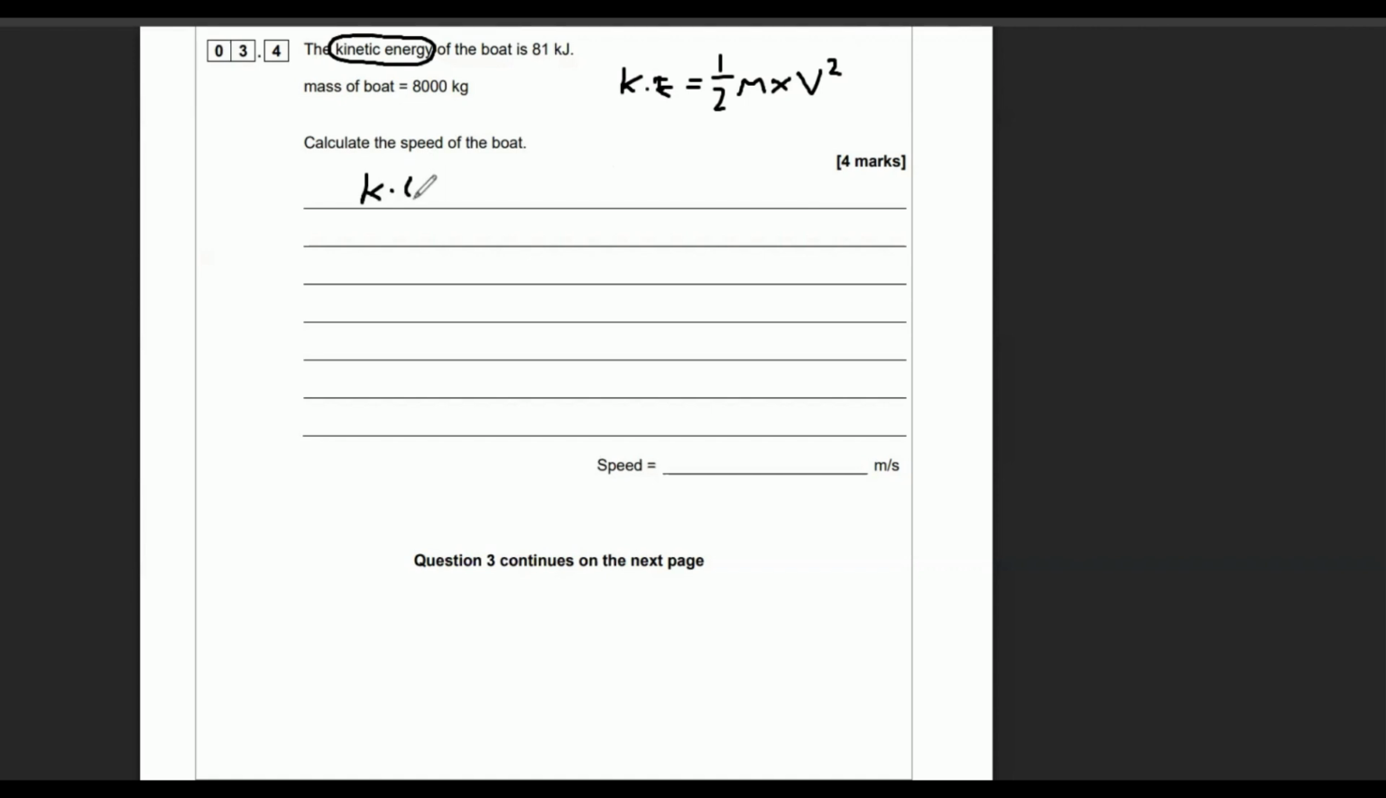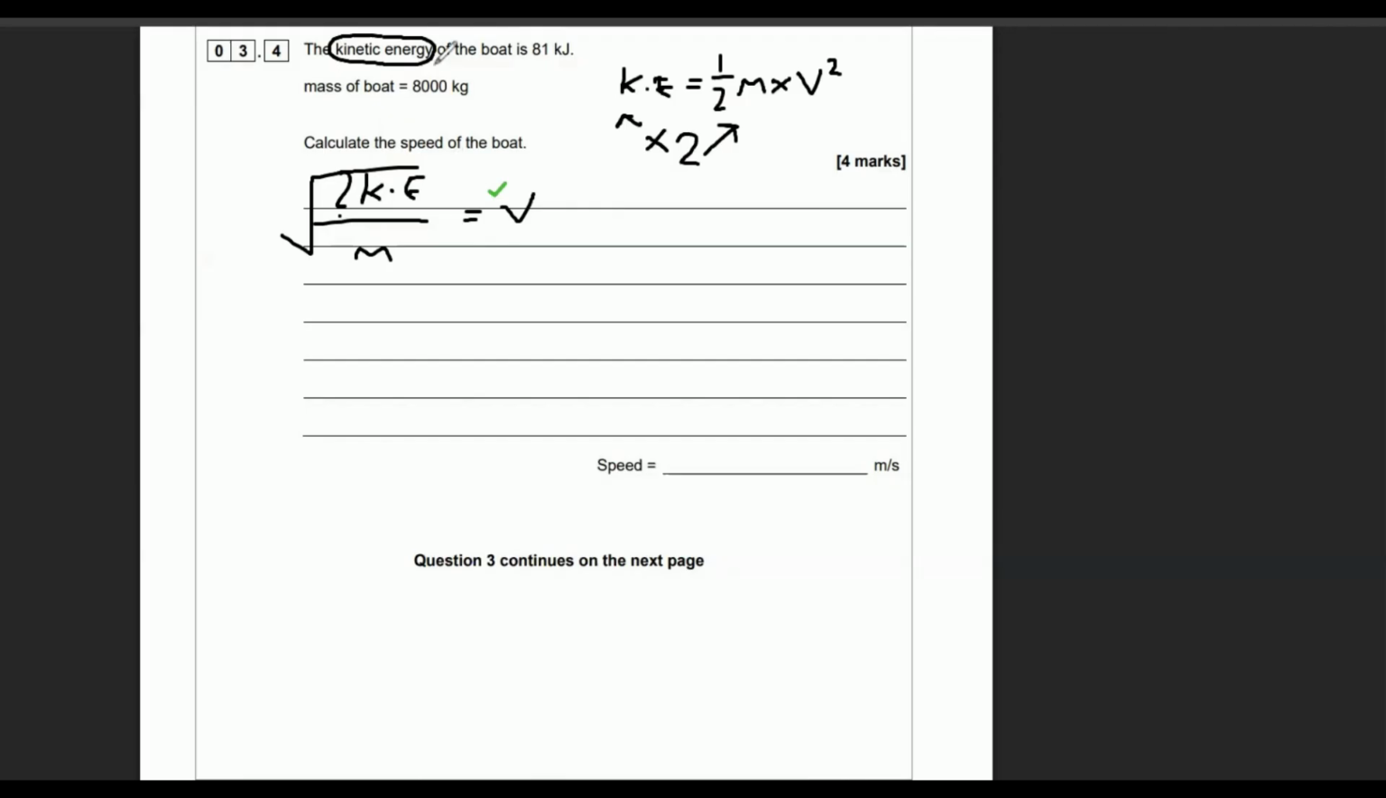So I want to rearrange for velocity. First of all, we can times each side by 2, and that gets rid of the half. That's what a lot of people like to do. Personally, I don't like to do that, but there we go. So 2 times KE over the mass equals velocity squared. Then you've got to say to yourself, I don't want the square of the speed, I just want the velocity. So to get rid of the square, I'm going to square root both sides. So in order to find the velocity, I need to do the square root of 2 times the kinetic energy divided by the mass. So I've got the right equation, I've rearranged it correctly, I've got at least one mark there.